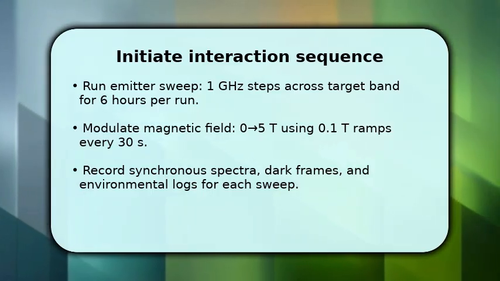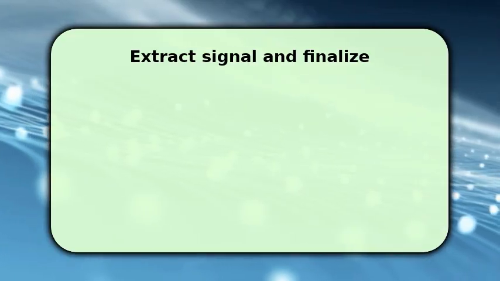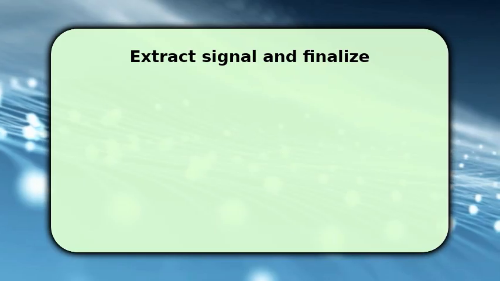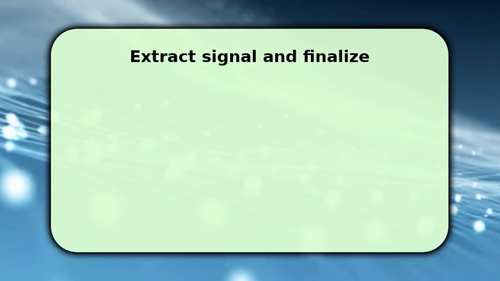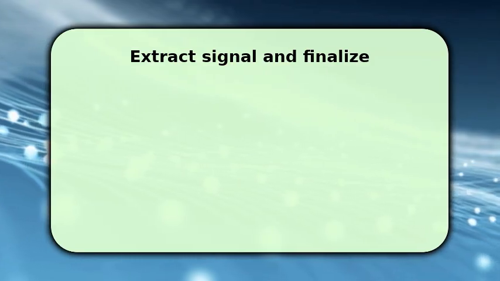You finish by processing, apply matched filters and stack runs to boost signal-to-noise, then identify repeatable features exceeding a 5 sigma threshold. Once seen, cross-check with control runs and rotate the apparatus to verify directional dependence.